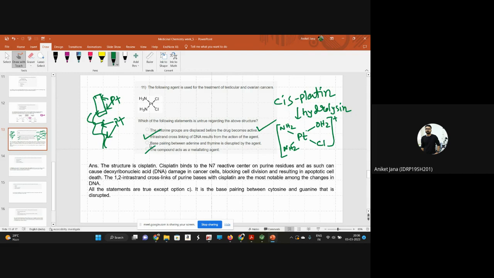Option C: only the base pairing between adenine and thymine is disrupted by this agent. This is the false one. It is the base pairing between cytosine and guanine which gets disrupted. Here AT is there in the question, but in the case of G and C, the disruption takes place. So only option C is untrue regarding cisplatin.